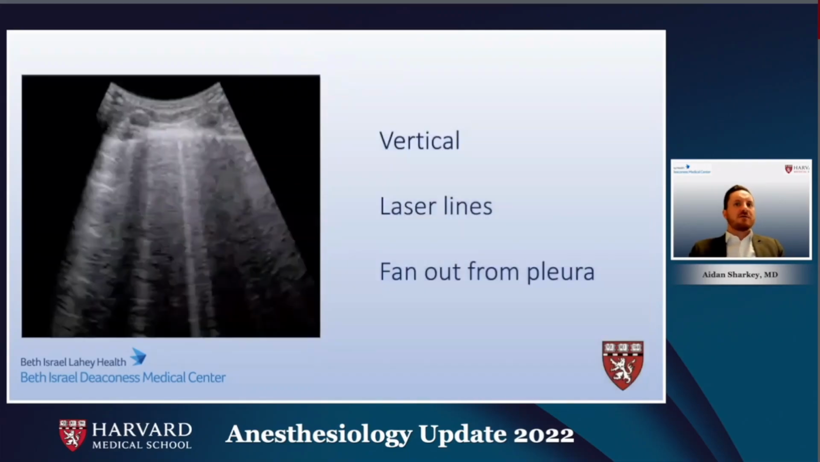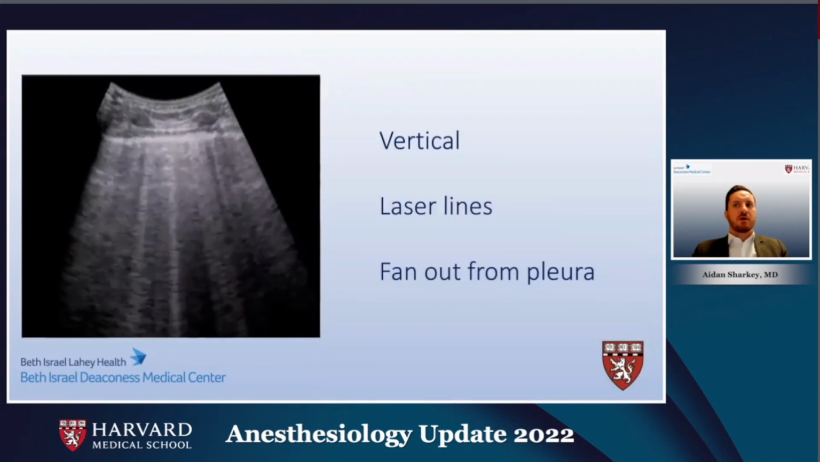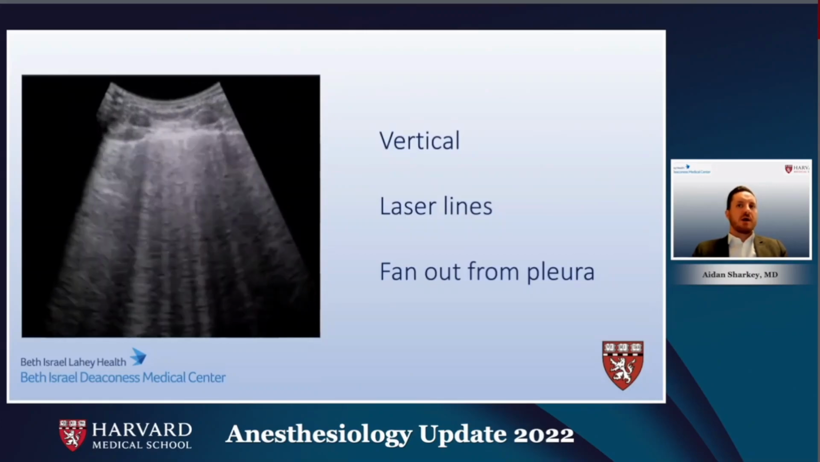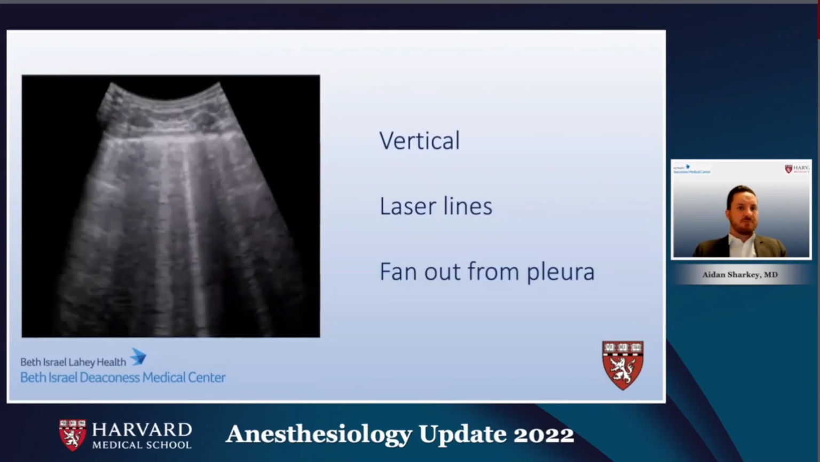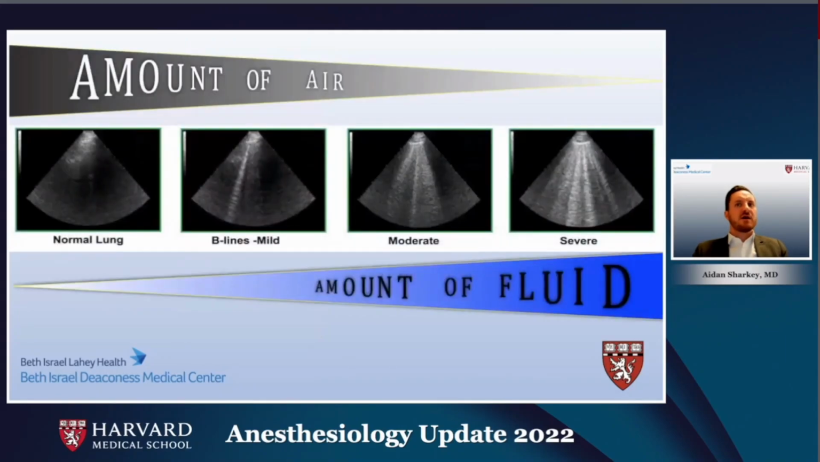Here we see another example of a patient with B lines. And again, these are vertical hyperechoic ring-down artifacts that arise from the pleural line and extend to the bottom of the screen. The number of B lines present directly correlates with the degree of pulmonary edema.